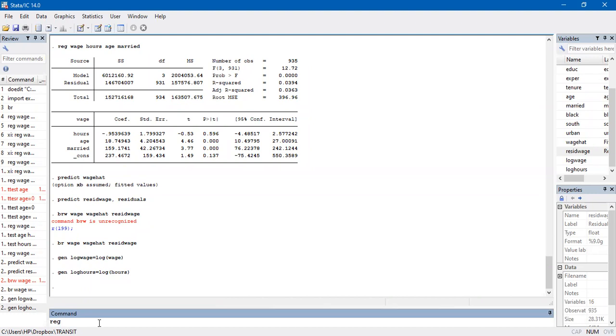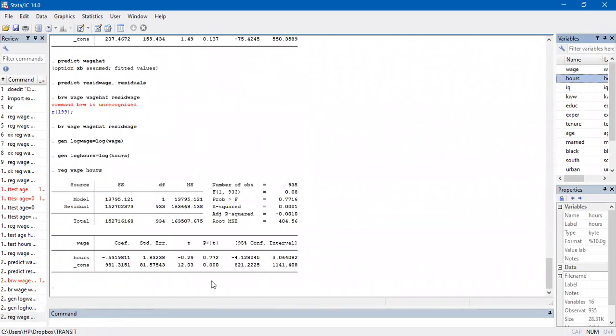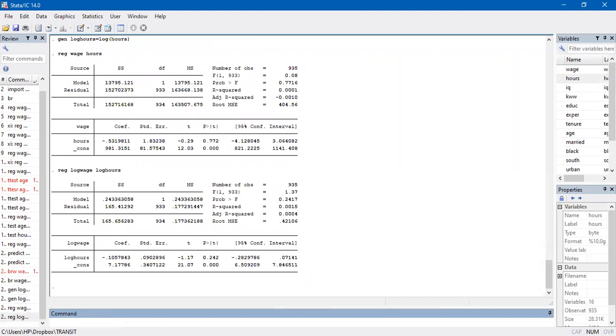So regress log wage on log hours. Please, let's do the linear so that we can compare them. So regress wage on hours, linear, wage on hours. That is the regression model that we have here. Now let's regress log wage and then log hours. I want us to compare the two. Okay, let's look at this now.